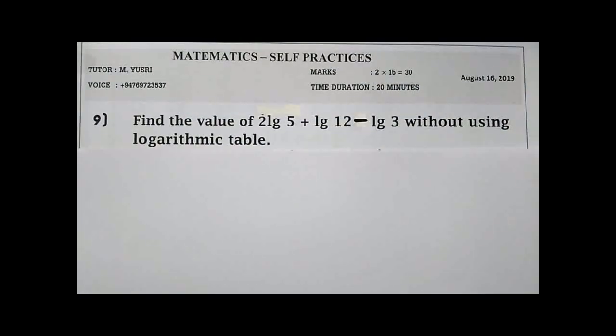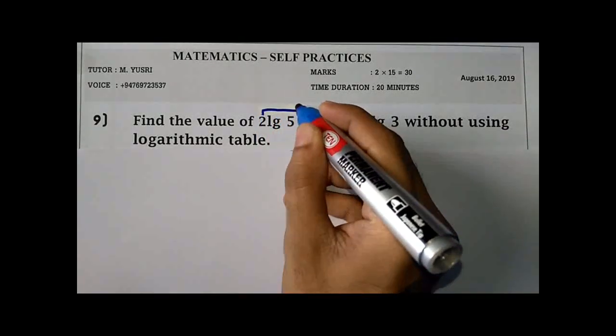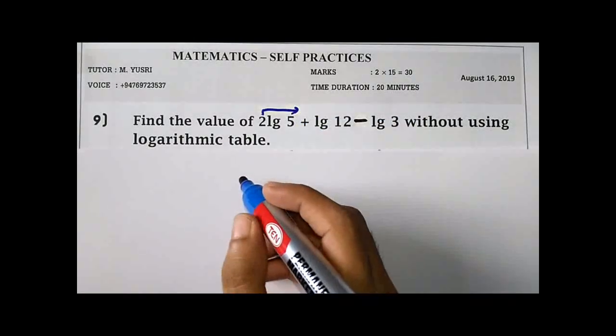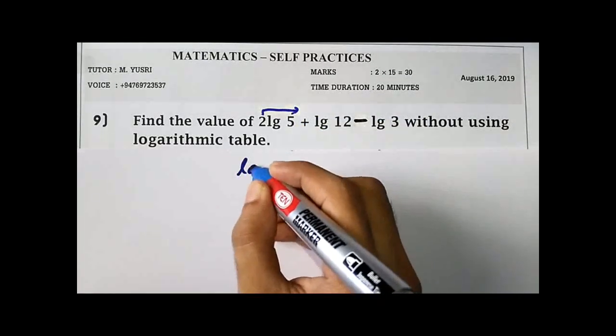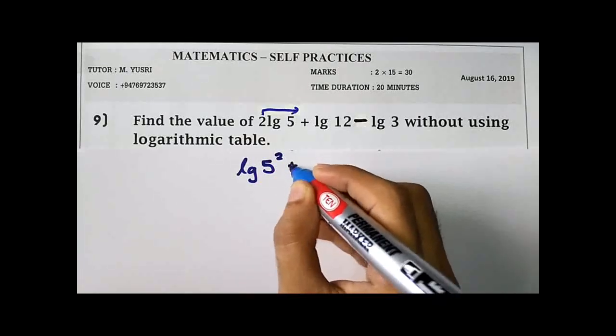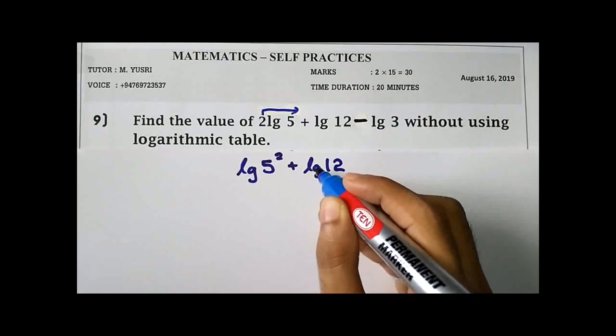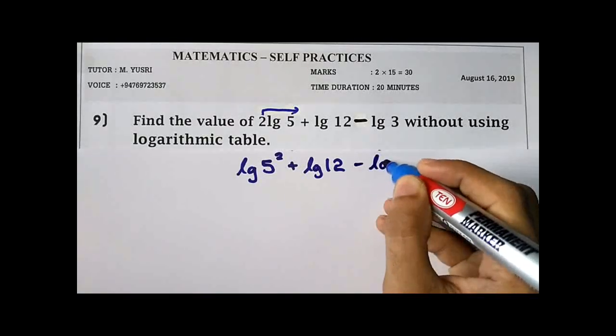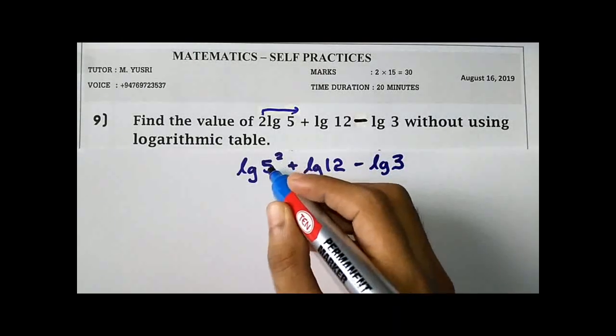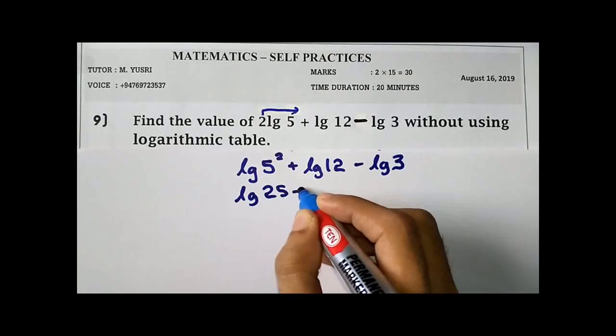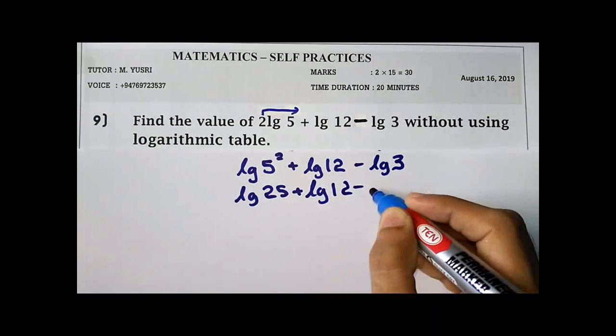Okay guys, so find the value of 2 log 5 plus log 12 minus log 3 without using the logarithm table. So how to find this without using the logarithm table? First of all, we'll take this 2 as a power of 5. So there will be log 5 squared plus log 12. If they write lg without the O, it means the base is 10, and minus log 3. Now we can simplify this. 5 squared, how much is that? That's 25, plus log 12 minus log 3.